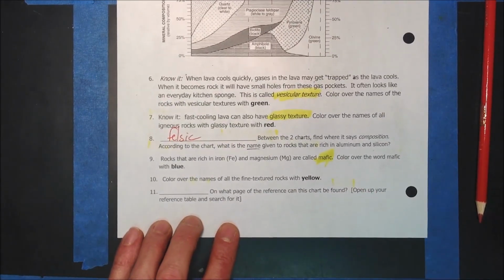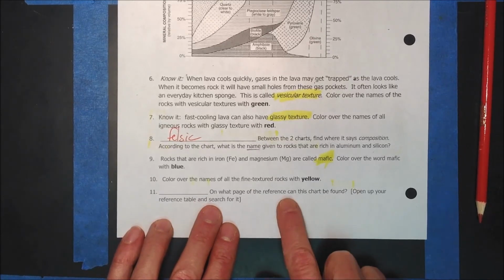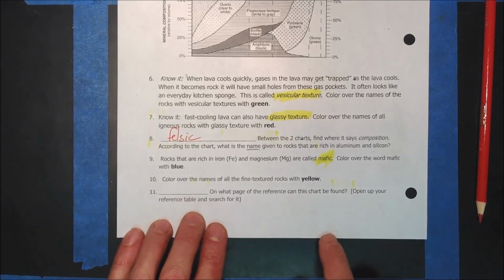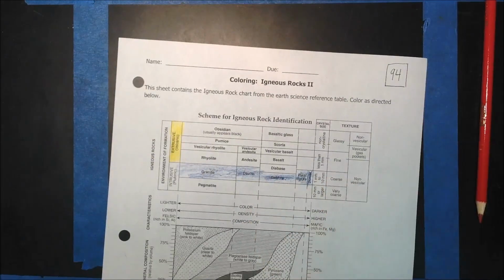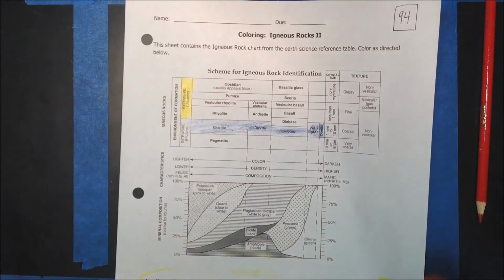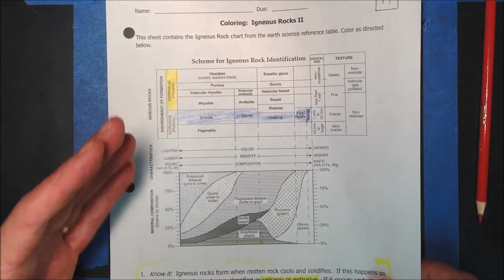On what page of the reference table can this chart be found? Search for it. I'll let you do that. But I did want to show you these rocks here. The rocks are what's cool. The chart is not cool. The chart just helps us with the rocks.